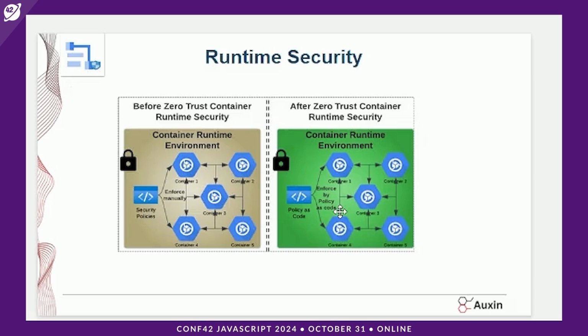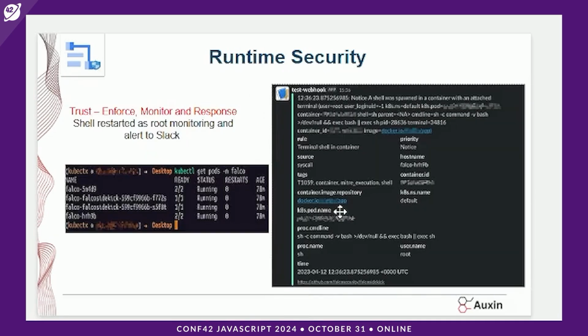Before zero trust, we used security policies to manually enforce the containers that are used. And after zero trust, we enforce policies as code on every container to protect runtime containers from security threats. If a shell is started as root, an alert will be sent for immediate action. This real-time enforcement and monitoring ensures that we can respond to any security threats that arise during the run, protecting the system while it's operational.